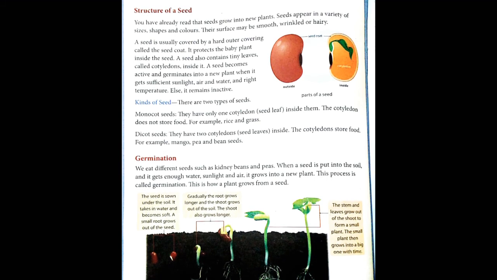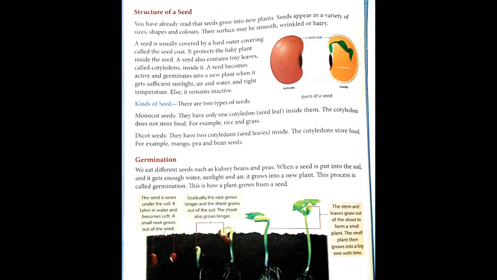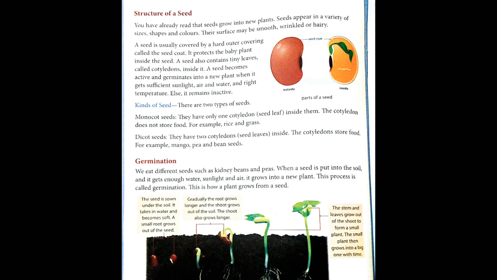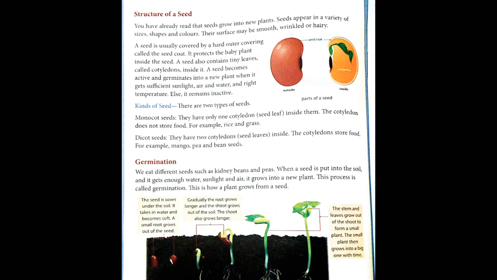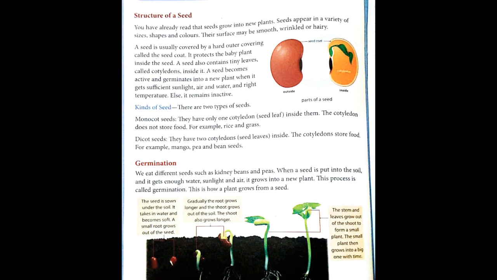Now we will study the kinds of seeds. So there are basically two types of seeds, monocot seeds and dicot seeds. So first we will study about monocot seeds. Monocot seeds have only one cotyledon, that is seed leaf inside them. The cotyledon does not store food, for example rice and grass. And dicot seeds have two cotyledons, that means two seed leaves inside, okay, and the cotyledons store food, for example mango, pea and bean seeds.